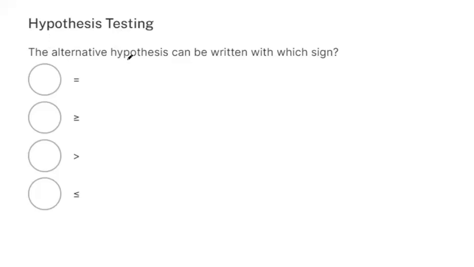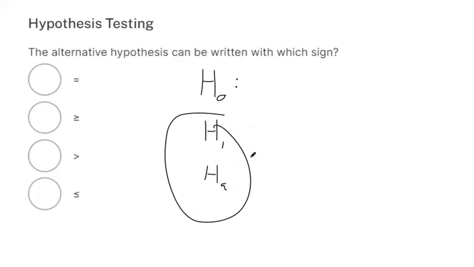So when you make a hypothesis statement, there's a null hypothesis, which we usually symbolize with H sub 0, and there is an alternative hypothesis. Sometimes it's H sub 1 or H sub A. Either one of these is sometimes used. Some books use this, some books use this.